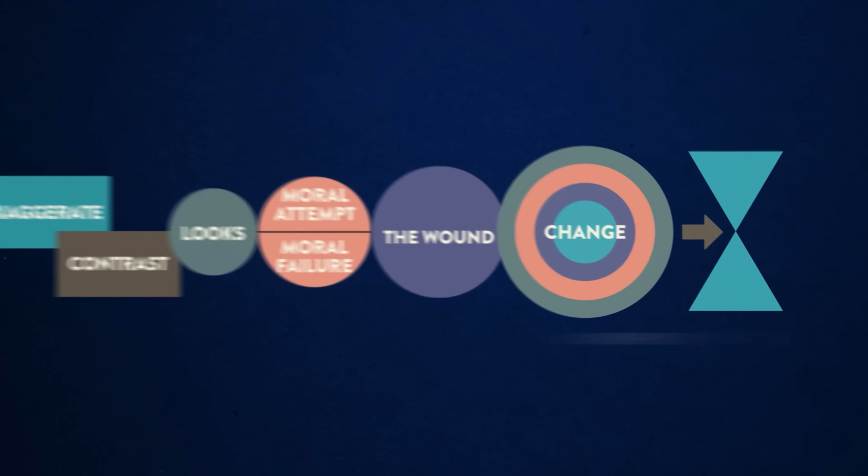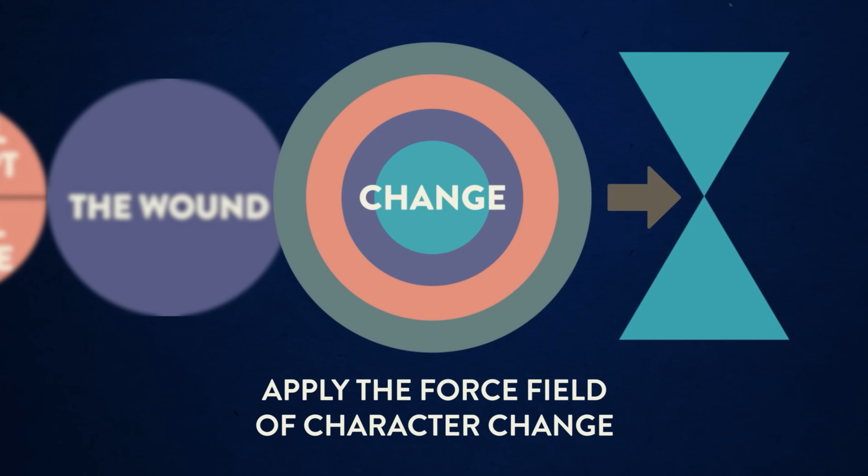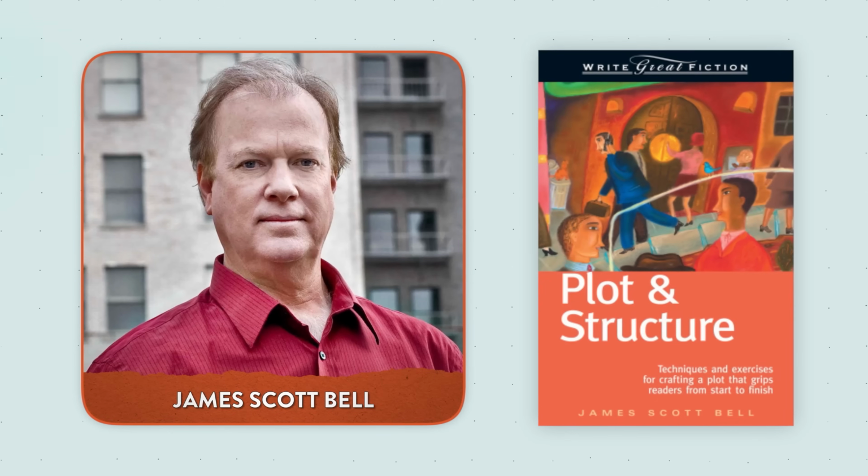Okay, only 2 steps left in this 7-step process. Let's look at number 6. Apply the force field of character change. So you guys know that your characters need to change, right? This isn't new information, you've heard this before, but I think James Scott Bell in his book Plot and Structure has a very interesting way of approaching this idea.